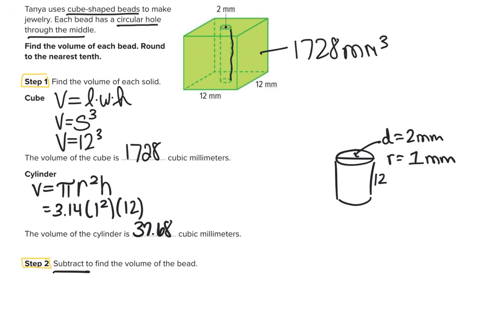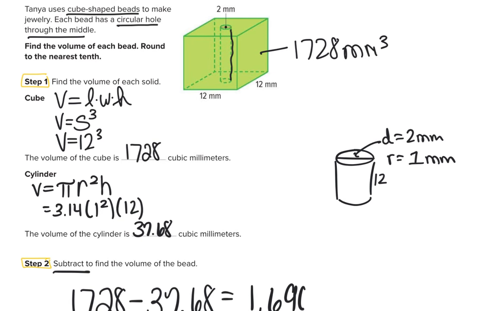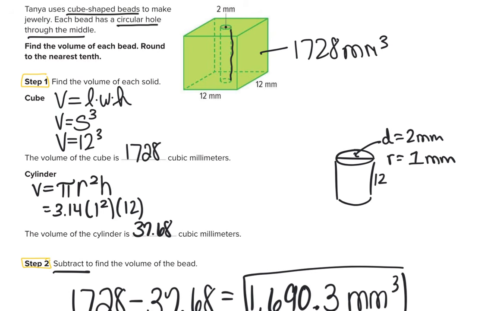And now we have to go ahead and subtract those because that cylinder is being taken out of the center of our bead. So I'm going to take 1,728 and subtract 37.68 to get our total volume, which is 1,690.32, so I'm just going to round it to 1,690.3, and my label will be cubic millimeters. All right, so on this one we had to subtract, whereas on the one prior we had to add, so you have to understand what we are doing with those different three-dimensional figures in order to get our total volume.